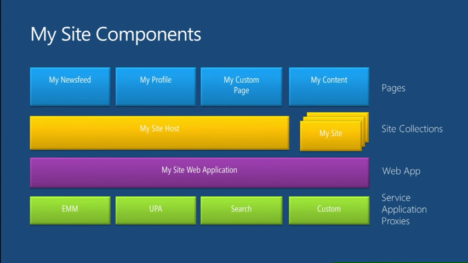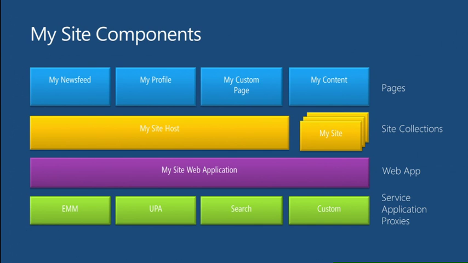But at the very bottom, we've got our service application proxies, whether we're talking about our enterprise managed metadata, whether we've got our user profile application or search, or potentially a custom one. Those are our service applications that you would find in central administration. And from there, related to those are going to be your My Site web application.